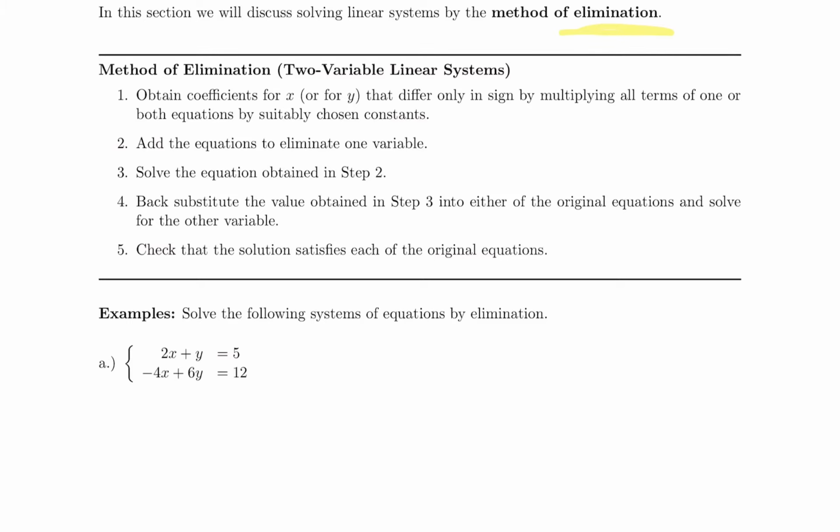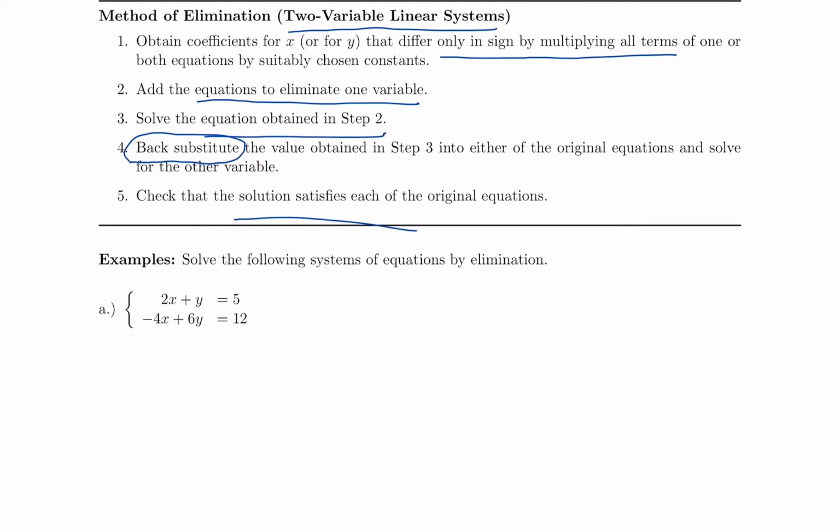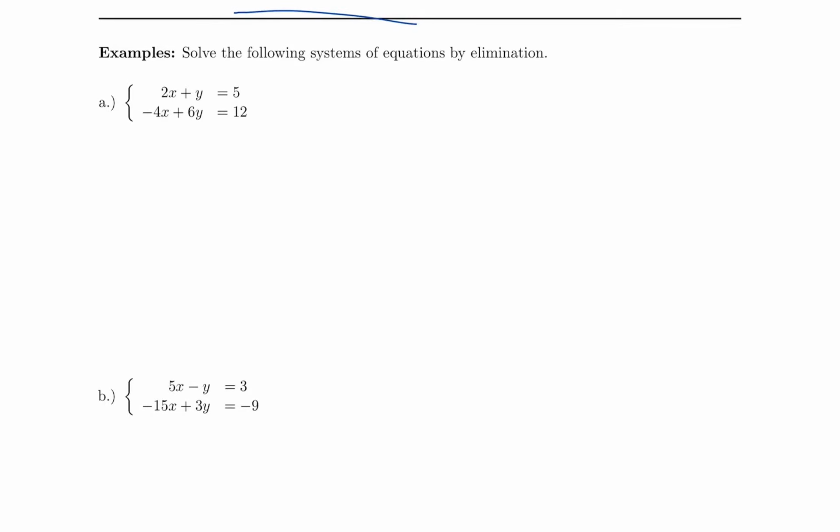So let's look at the method of elimination. With a 2 variable system, obtain coefficients for x or y that differ only by sign by multiplying all terms. Add the equations to eliminate one variable. Solve the equation obtained in step 2. Back substitute. This is similar to the back substitution part of Gaussian elimination when we use a matrix. And check the solution. Okay. I'll write out all these steps so you can refer back to them later, but I think they are more understandable when you look at the steps.